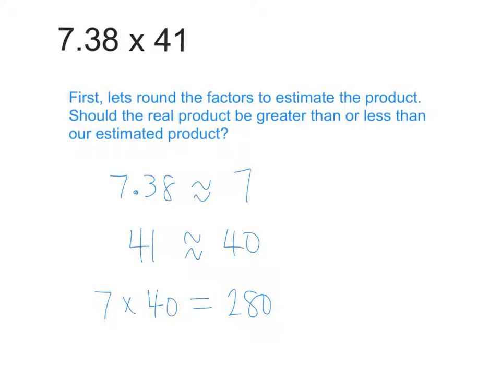Now, should the real product be greater or less than 280? Let's figure it out. Did we round up or down for the first factor? Down. Did we round up or down for the second factor? Down. Does that mean that this estimated product will be lower or higher than the real one? Lower. Okay, so our real product should be higher than 280, yes?